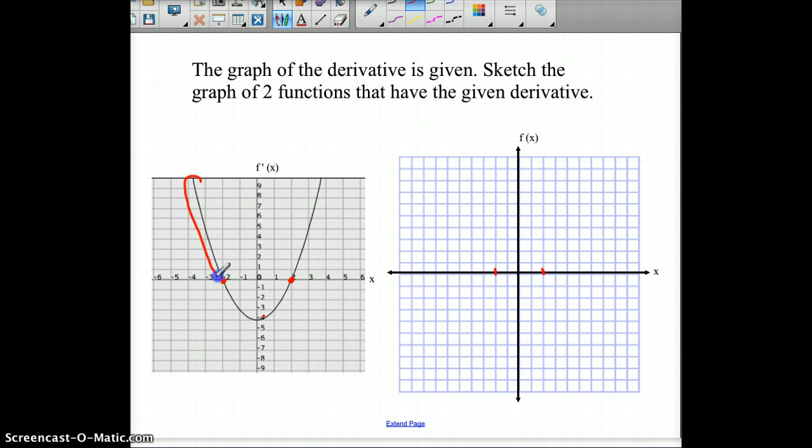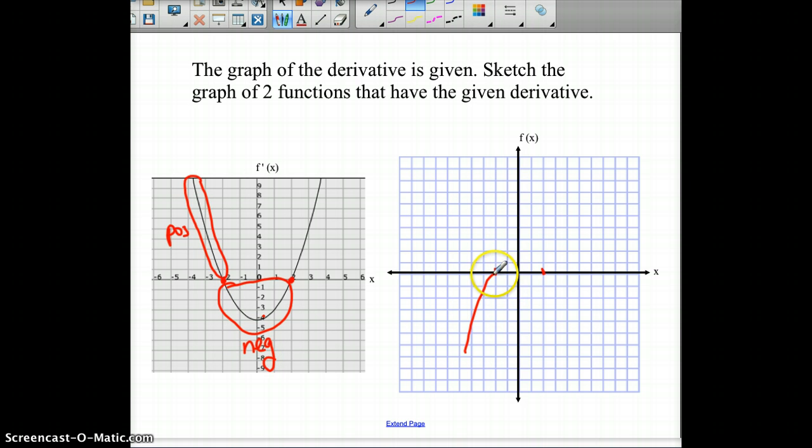The derivative here, these are derivatives, right? They're all positive values because they're above the x-axis. So if our derivative is positive, what's our original function doing? The original function will be increasing. And then that must be a max, because here, all these derivatives are negative.